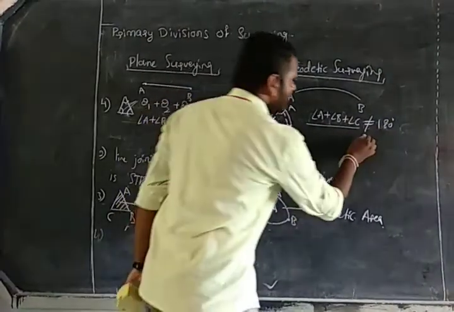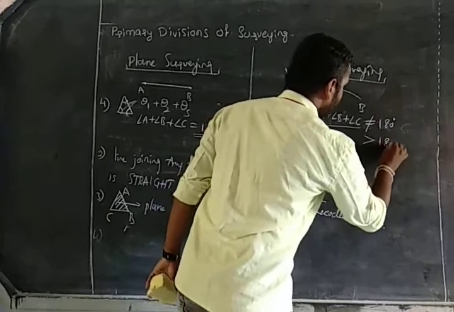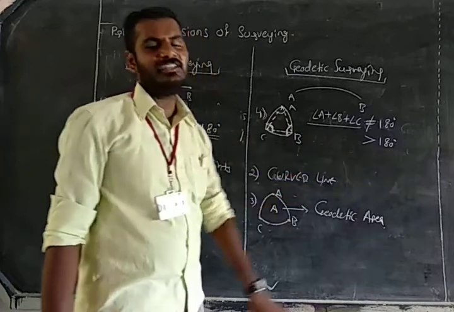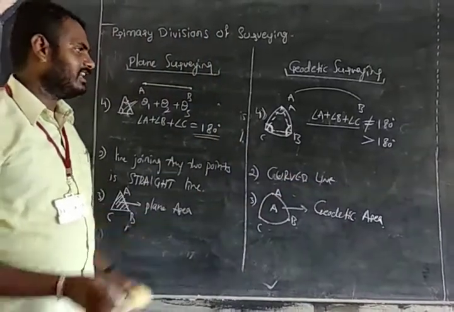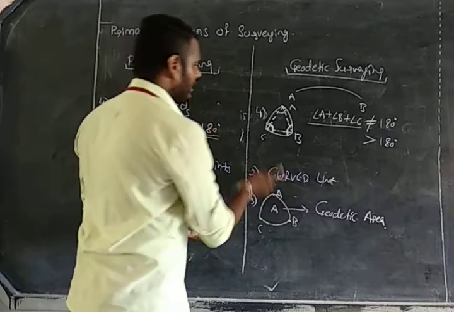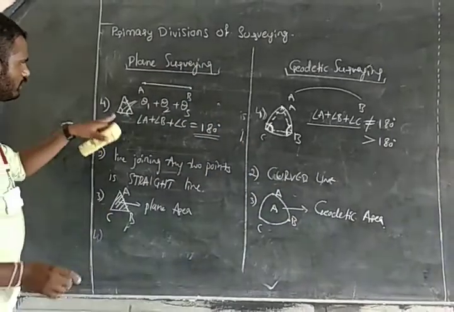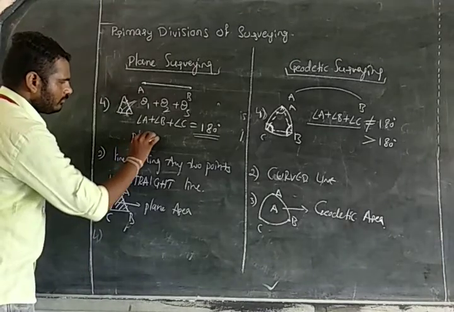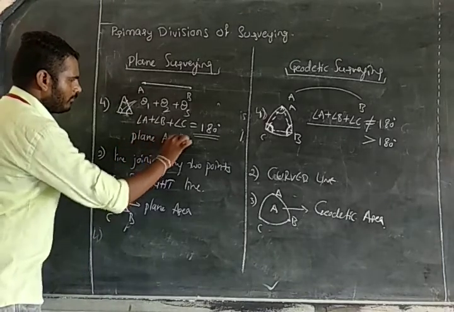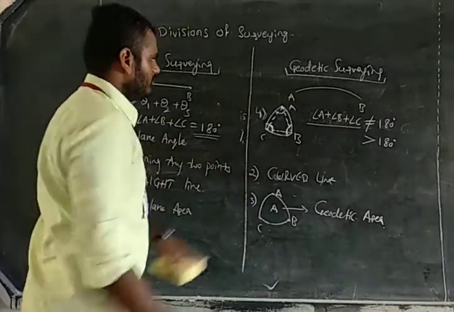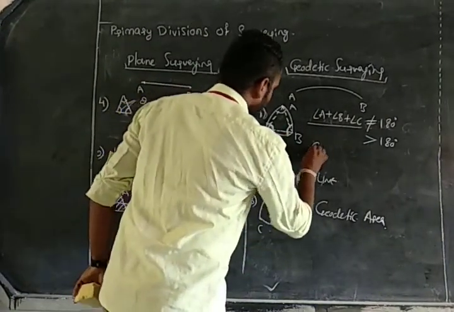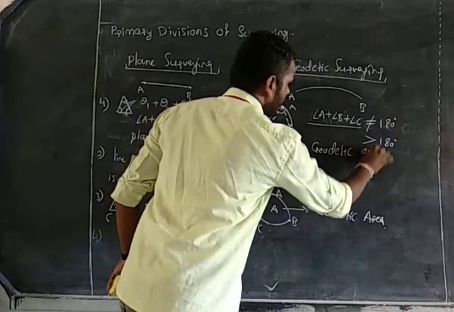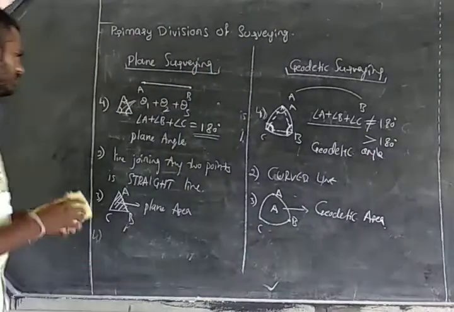At the same time, the summation of angles could be greater than 180 degrees. And you have to remember that the angle bounded in plane surveying is known as the plane angle, and here we call this particular angle the geodetic angle. Okay, so this is the next difference.